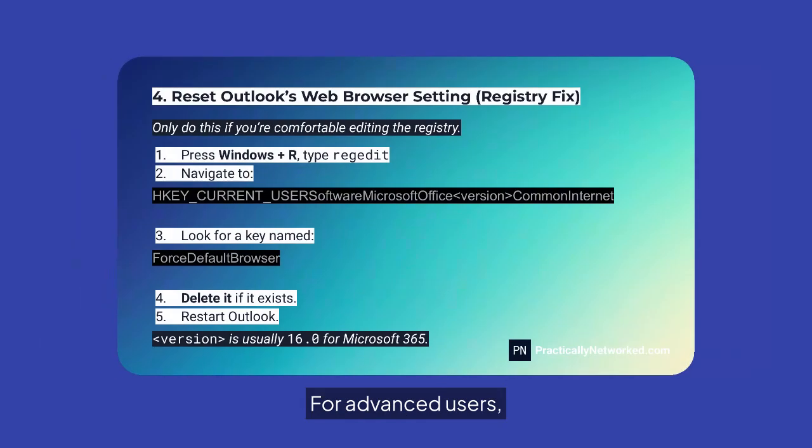For advanced users, reset Outlook's web browser setting via the registry. Press Windows plus R, type regedit, and navigate to the specified path. Delete the force default browser key if it exists, then restart Outlook.